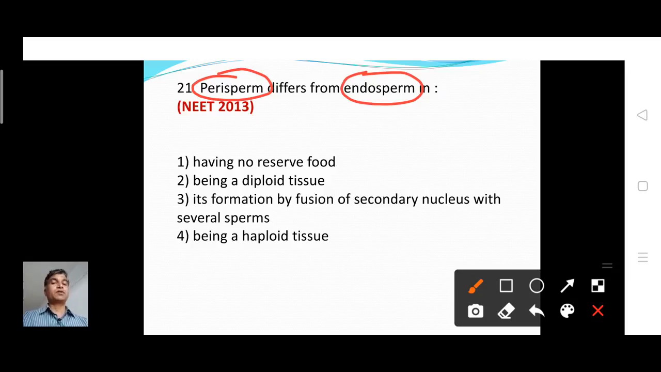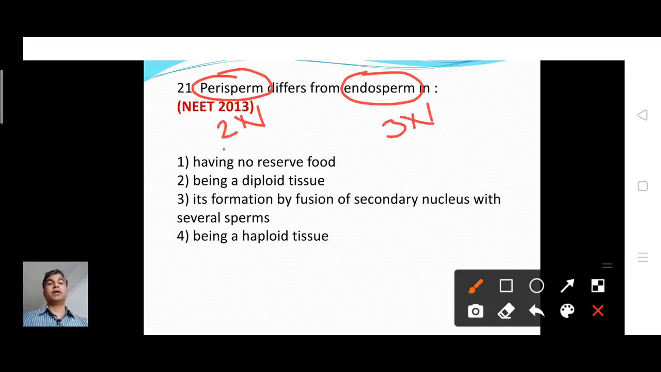Nucellus gives nutrition before the embryo sac develops, while endosperm does so after fertilization. Both contain reserve food material. Being a diploid tissue. Being diploid means yes, here ploidy came. Perisperm is a diploid one, but endosperm is a triploid.